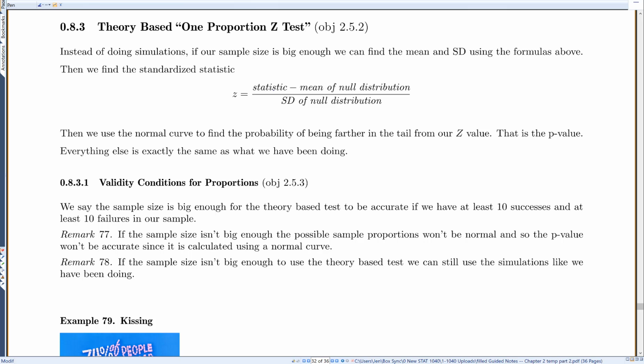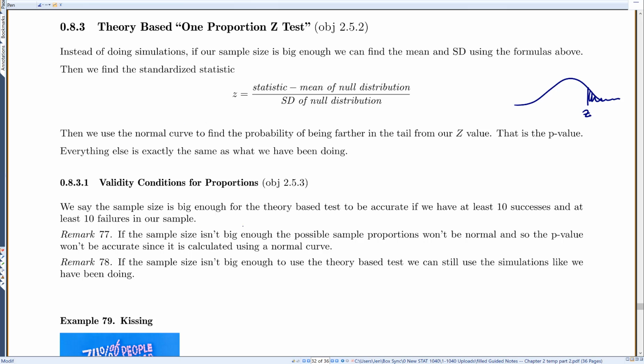Then we use the normal curve to find the probability of being farther in the tail from our z value. So if here's your z, you just look for the area in the tail to the right or maybe to the left, depending on what you had. And that's going to be your p-value. That looks very familiar to what we were doing, except we didn't actually do it off of our z-value. We just did it off of our sample count, our sample proportion. But everything else is exactly the same as what we've been doing. And the applet's really going to do all of this for us too. So it's not too hard, it's just theory.